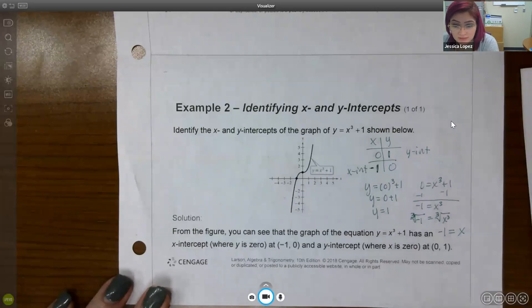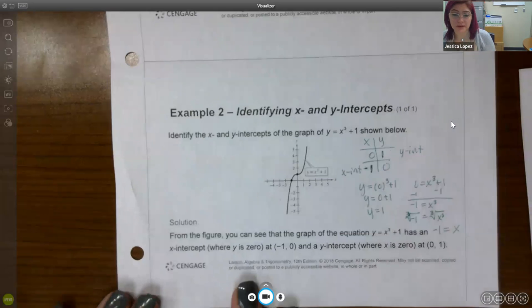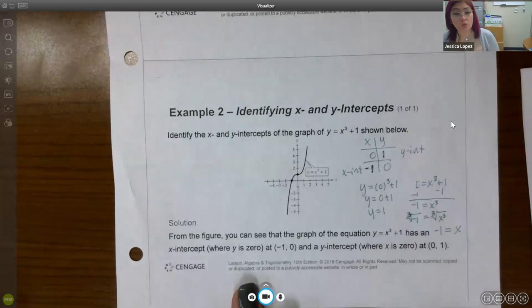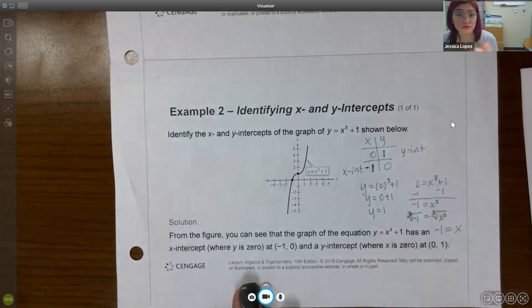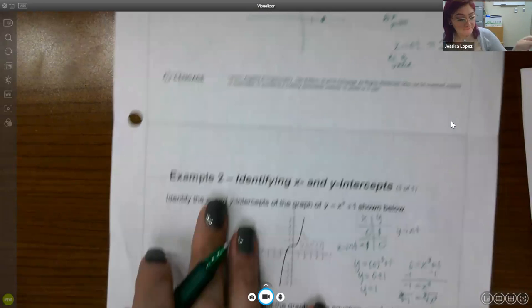So you can find them just by plugging in the corresponding zeros, okay? So if you want to find the x-intercept, you need to find that x value, so you're going to set y equal to 0. And if you're trying to find the y-intercept, you need to find that y value, so you're setting the x equal to 0, okay?